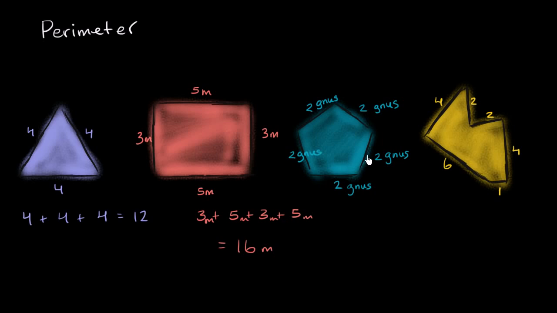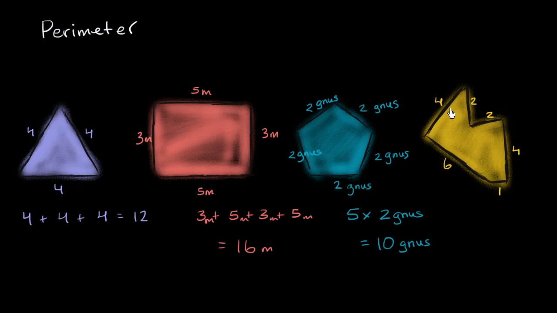Well, it's 2 plus 2 plus 2 plus 2 plus 2 GNUs. Or we're essentially taking 1, 2, 3, 4, 5 sides, each have a length of 2 GNUs. So the perimeter here, we could add 2 repeatedly, 5 times, or you could just say this is 5 times 2 GNUs, which is equal to 10 GNUs, where a GNU is a completely made-up unit of length that I just made up. Here we have a more irregular polygon, but same exact idea.